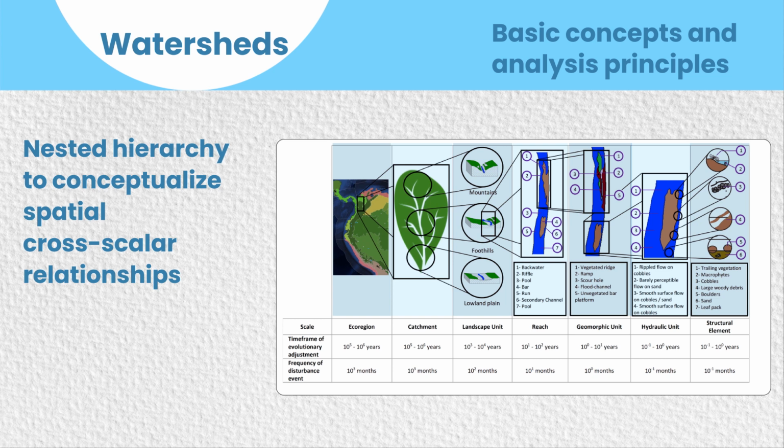And such an approach in which these scales are understood to be related is known as nested hierarchy to conceptualize spatial cross-scalar relationships. It is really very important to understand that the understanding of a water system includes the understanding of its multiple scales and their relationships. These analyses are not easy, but they are necessary. To know the water system is to know it in its multiple scales. This is really very important.